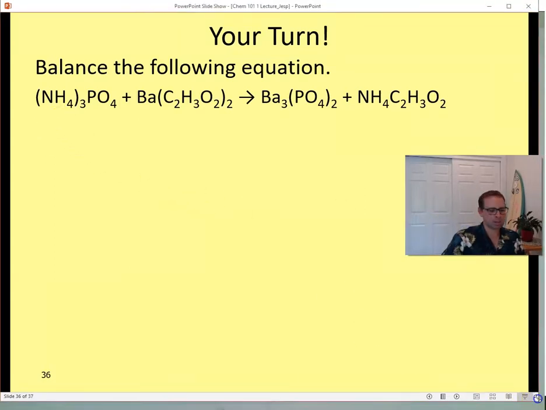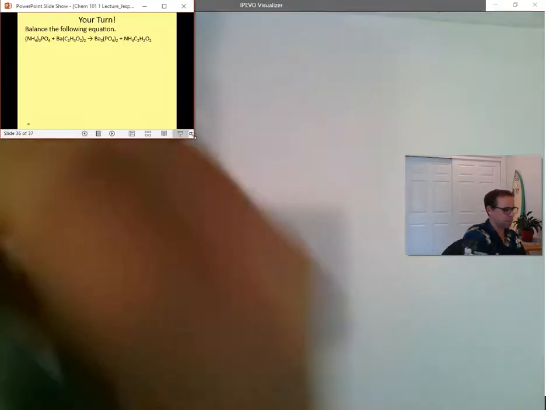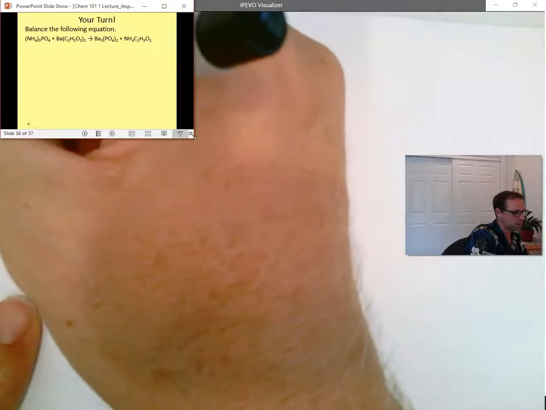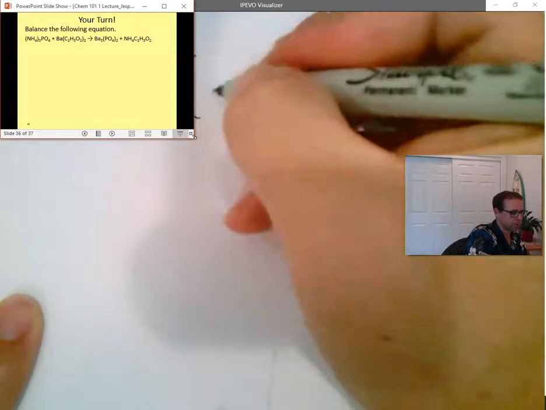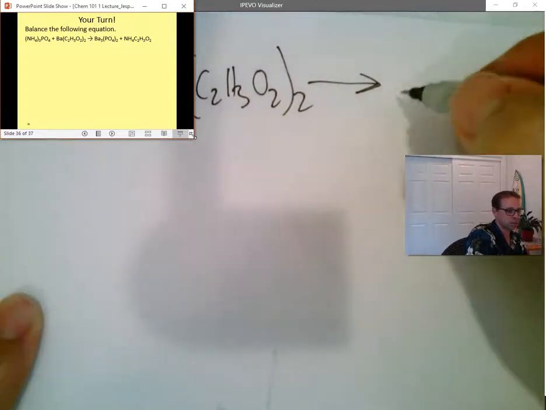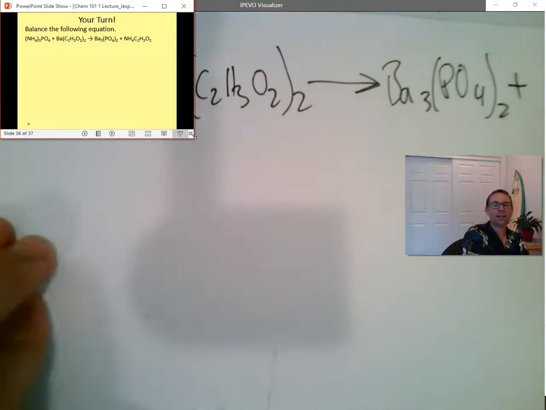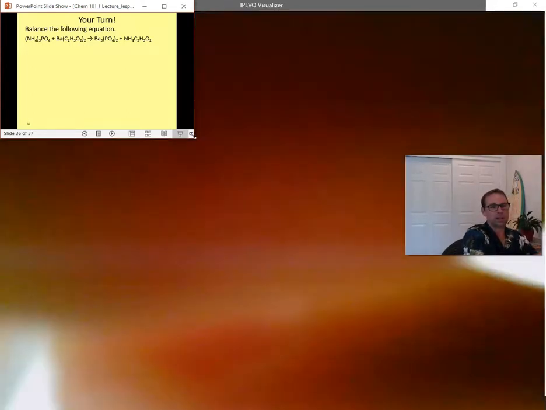Okay, actually, let me write this one down on the paper for us so we can work off of our paper. This is NH4 ammonium, PO4 phosphate, plus barium acetate, and the products are barium phosphate and ammonium NH4 acetate, C2H3O2. Okay.